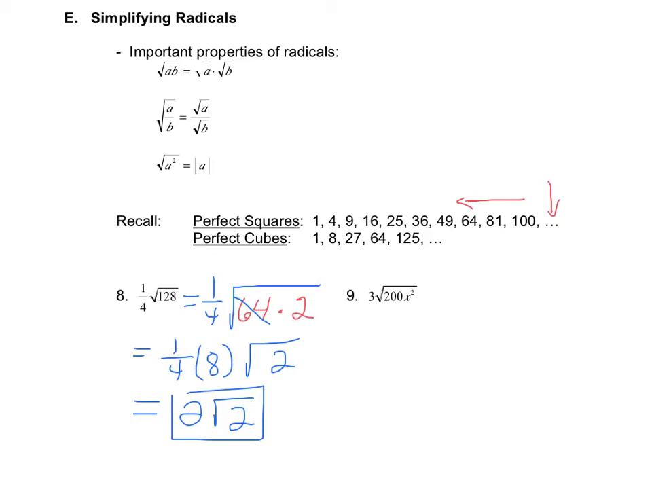All right, let's take a look at number 9. 3 radical 200x squared. Okay, the 3 is on the outside, so we're not going to touch it. Let's simplify radical 200x squared. Well, 200 would be 100 times 2. Do you agree? And isn't x squared a perfect square? So I'll just leave it as is. So the square root of 100 is 10, and when 10 comes to meet the 3, they multiply, so I get 30. I can't take the square root of 2, and the square root of x squared is plain old x. So my answer is going to be 30x radical 2.